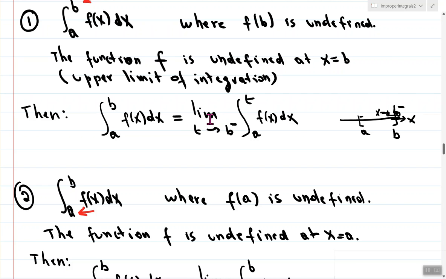So we write the limit as t approaches b minus of the integral from a to t of f of x dx. And then we do the integral, and after that we apply the limit to the result.